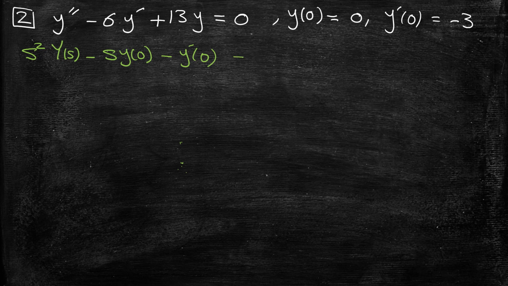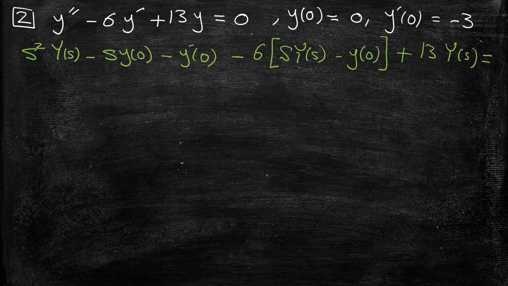And the second term will be minus 6 s y of s minus y of 0. The last term was the 13 multiplied by y of s, and all of these terms equal to 0. We have been given the values for y of 0 and y dash of 0. Y of 0 is equal to 0, so both of these terms are zeros. Y dash of 0 is equal to minus 3.